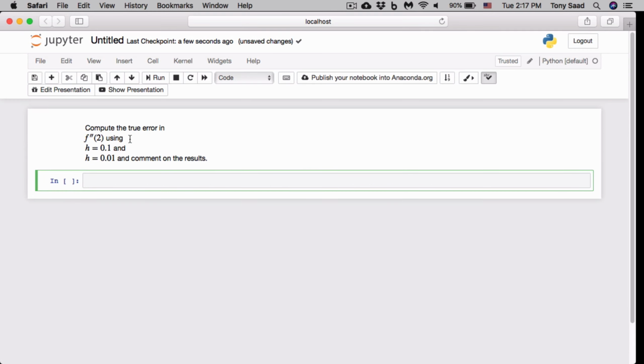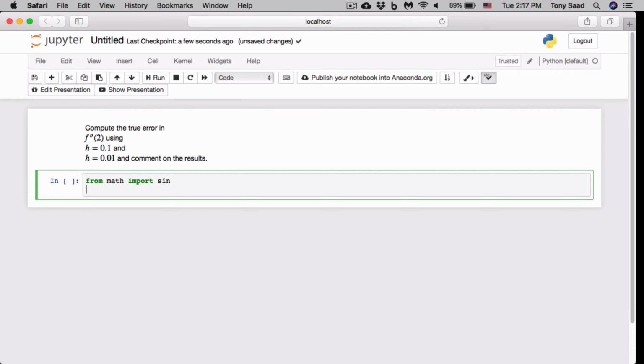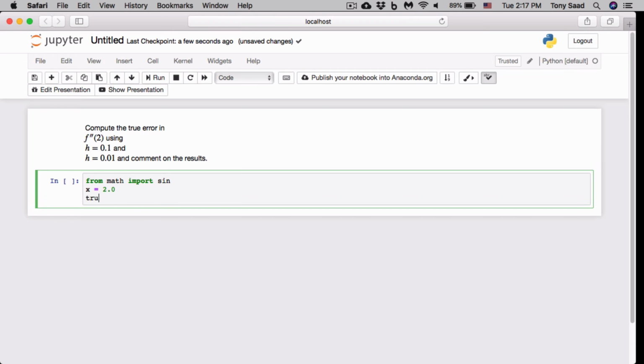So essentially, we want to compute the error in f double prime of 2 using h equal 0.1 and h equal 0.01. First, let's get the exact second derivative. So I'm going to import the sine function from the math module. So I do from math import sin, okay? And then I define x as 2.0, and then true value is equal to minus 4. We just computed the true derivative, right? Sine 2x, first derivative is 2 cosine 2x. Second derivative is minus 4 sine 2x, okay?